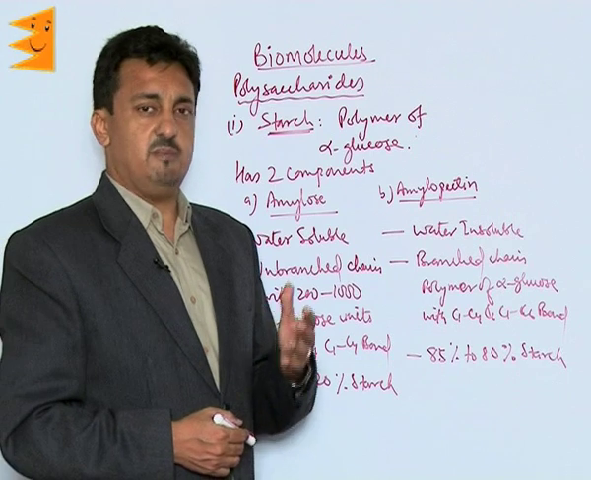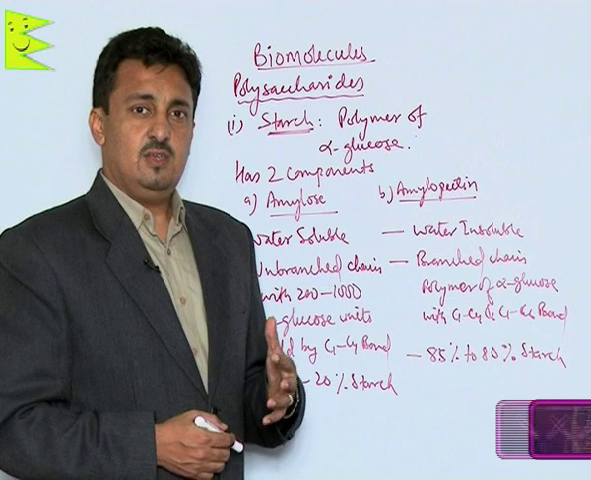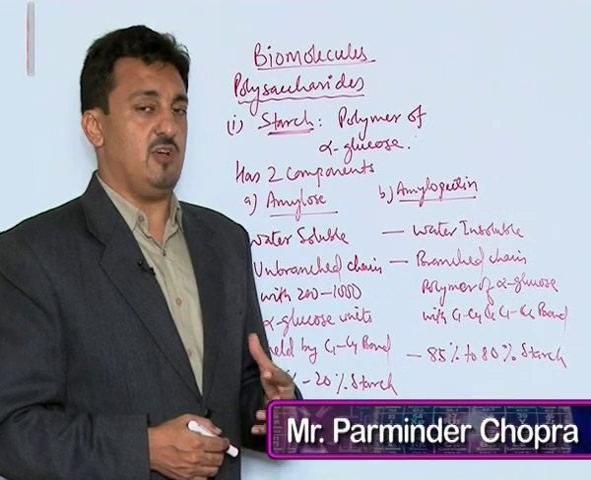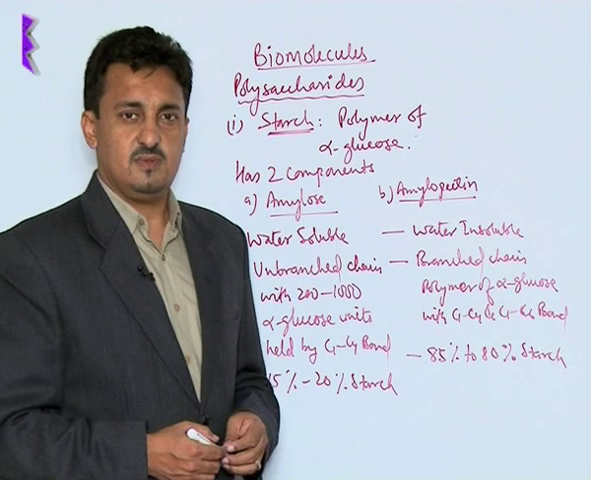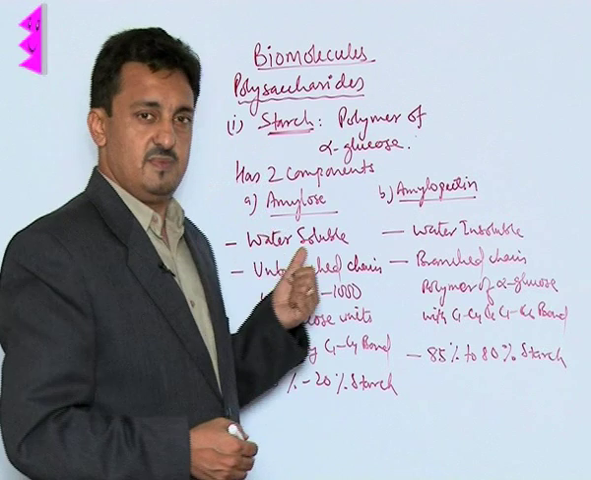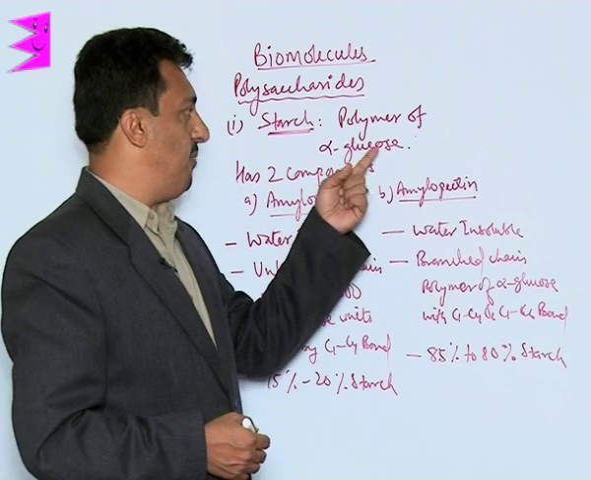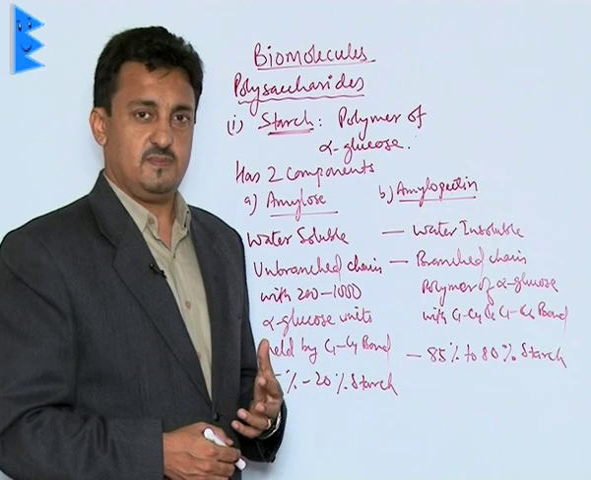Now let us discuss polysaccharides. We know polysaccharides are those type of carbohydrates which on hydrolysis give many units of monosaccharides. The most commonly seen polysaccharide is starch. Remember, starch is a polymer of alpha glucose, alpha D glucose.